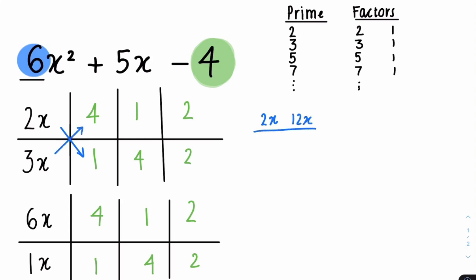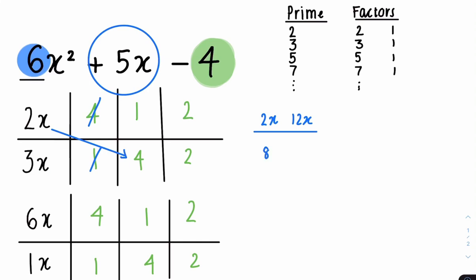Does this pair give me plus 5x in any way? No. Therefore, we don't use this column. Again, go to the next column. 2x multiplied by 4 is 8x. 3x multiplied by 1 is 3x. Does this pair give us plus 5x by adding or subtracting?